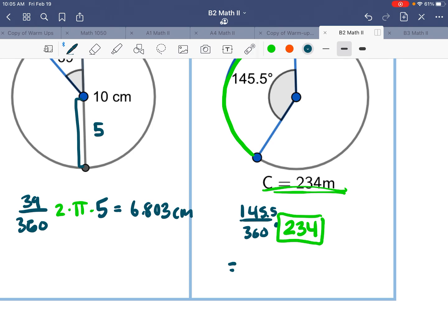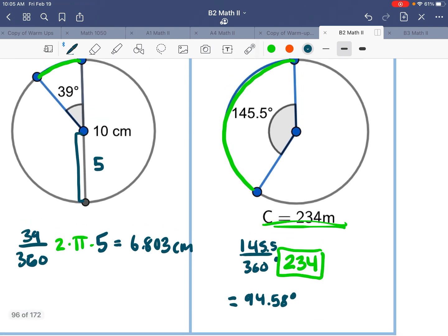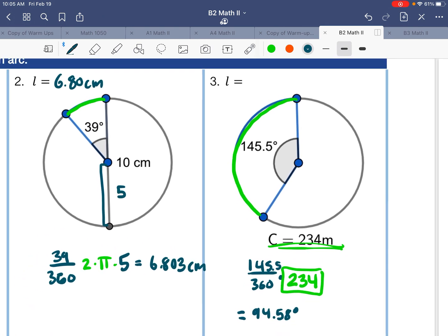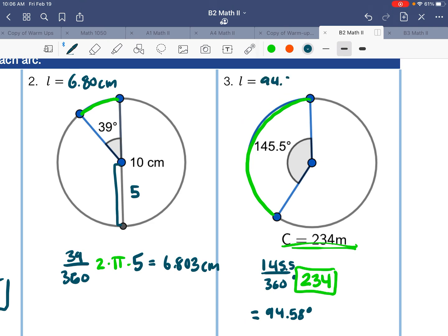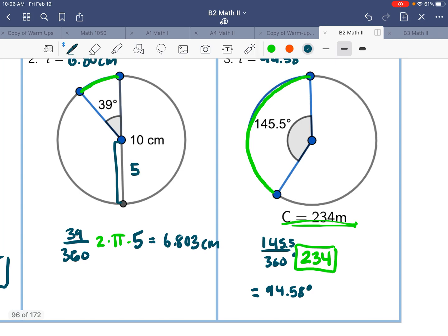And there's a problem like that on MathBase, so don't let that trip you up. 234 is just the whole circumference, so you just do the fraction of that circumference. And this should give you 94.58 degrees in a calculator. 94.58 degrees.